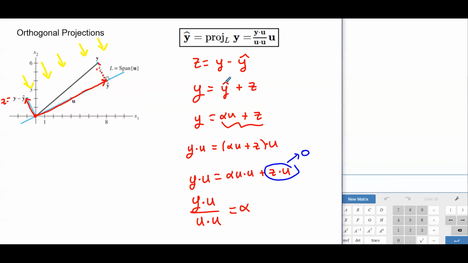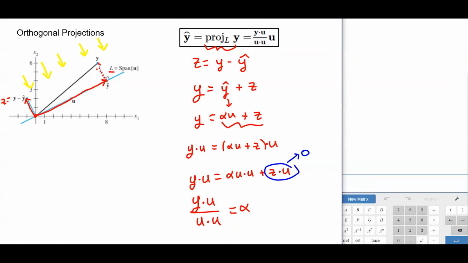So in my projection formula, y hat has to be alpha times u, and I'm just going to replace alpha with y dot u over u dot u. So we get this formula, the projection of y onto the line L. We're calling this line L. It's alpha times u, and alpha is this y dot u over u dot u.